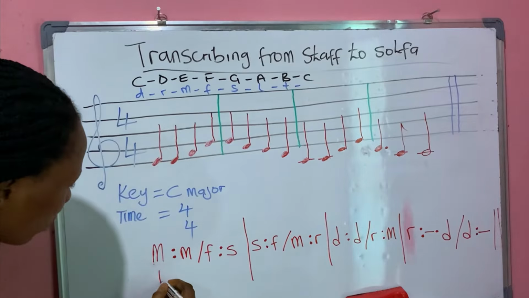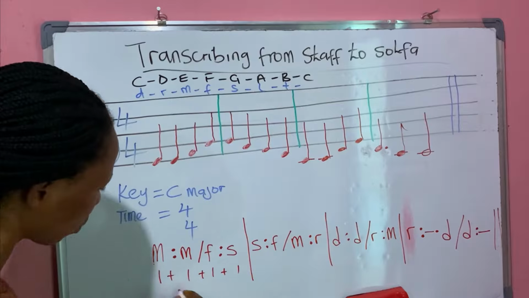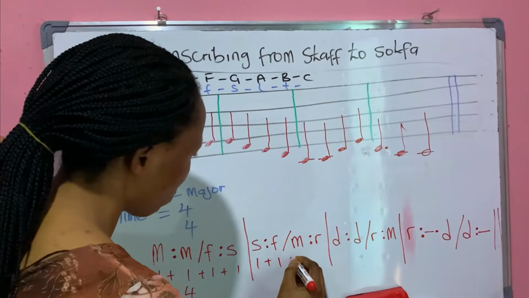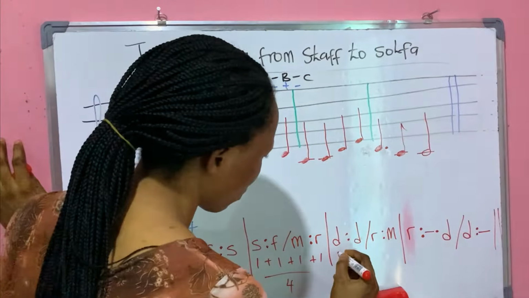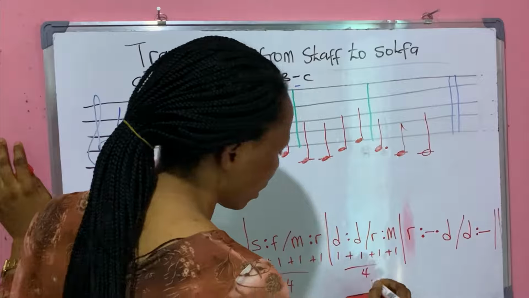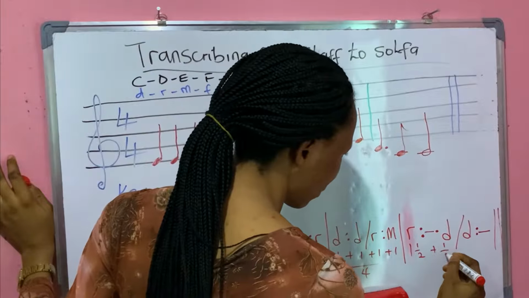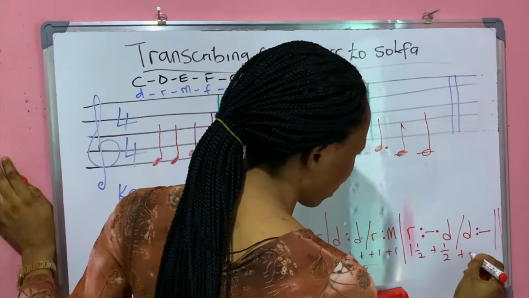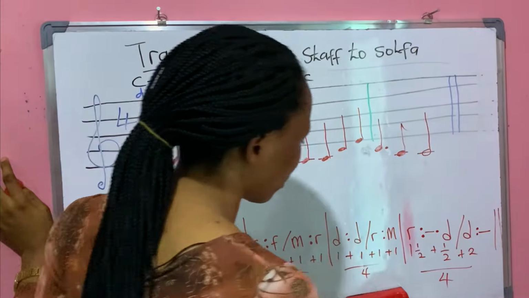it's going to be 1 plus 1 plus 1 plus 1, so we have 4. And this one is 1 plus 1 plus 1 plus 1, and we have 4. And this one is 1 plus 1 plus 1 plus 1, and we have 4. And this one is now 1.5 plus half. This is half, a quaver is half of a crotchet, plus 2. And if you calculate this, it's still 4.